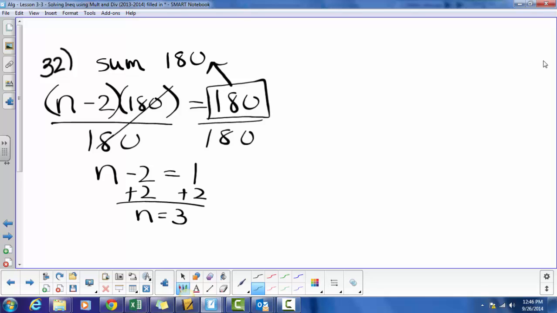How many sides does this shape have? This shape has 3 sides. What kind of a shape is that? It's a triangle.